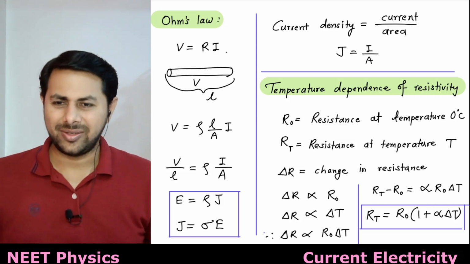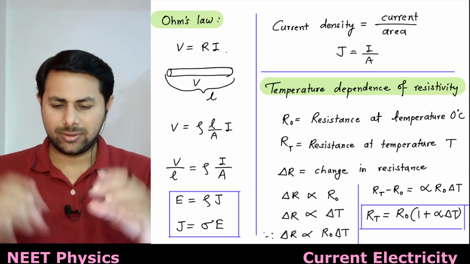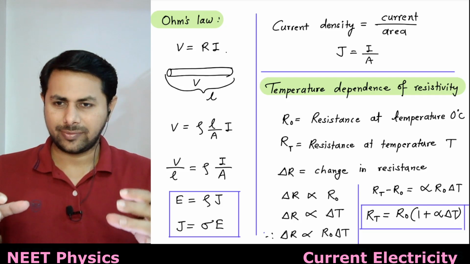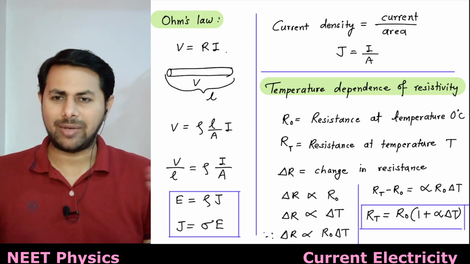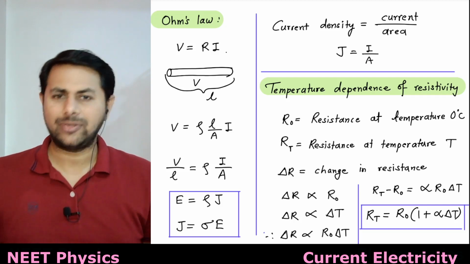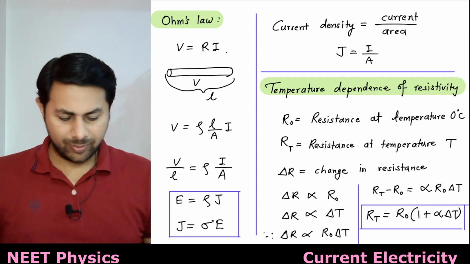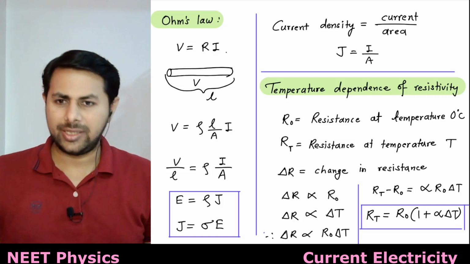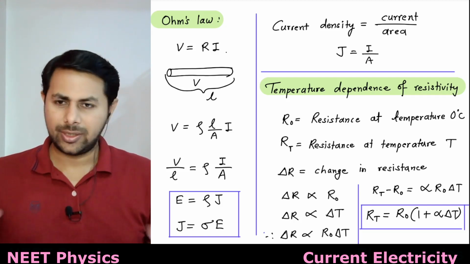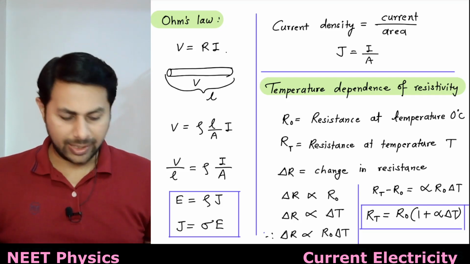The reason is there are atoms inside the conductor, atoms and ions, you can say. Those atoms or ions are continuously vibrating. The vibration depends on what? It depends on the thermal energy that they are getting from the surrounding. So if you increase the temperature, the thermal energy will increase, so they will vibrate faster, right?